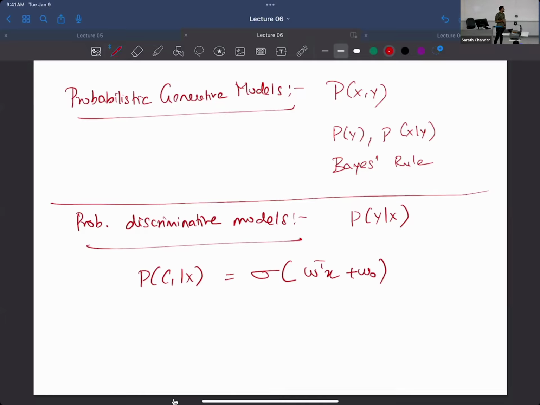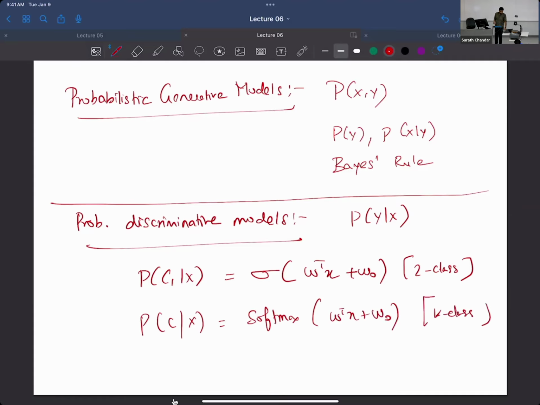The benefit of putting a sigmoid is that I'm getting a probability distribution, right? It's a binary problem, so we just want the probability of class 1 given X, which is going to be something between 0 and 1. Sigmoid gives me a value between 0 and 1, so I'm doing sigmoid of W transpose X plus W0. This is for two-class problems. When you have K classes, the probability of the class given X is given by simply softmax of W transpose X plus W0.